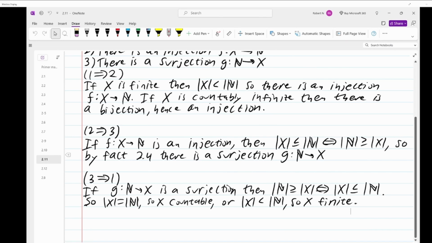And now for 3 implies 1. If g from N to X is a surjection, then the cardinality of N is at least the cardinality of X. So the cardinality of X is at most the cardinality of N. So either the cardinality of X equals the cardinality of N, which means X is countably infinite, or the cardinality of X is less than the cardinality of N. So X is finite. The fact that the cardinality of N is the smallest infinity, that any set whose cardinality is strictly less than the cardinality of N is finite, is another exercise that we prove later.